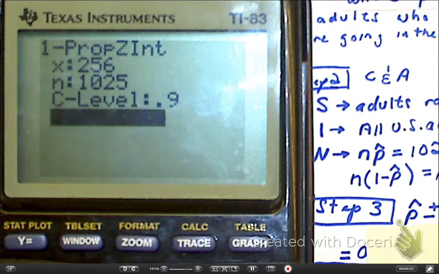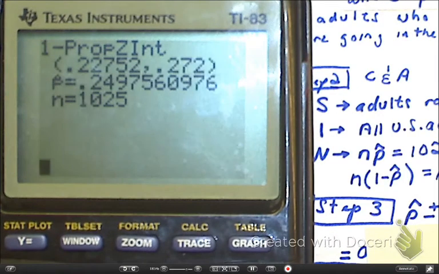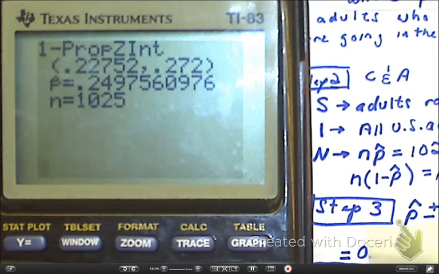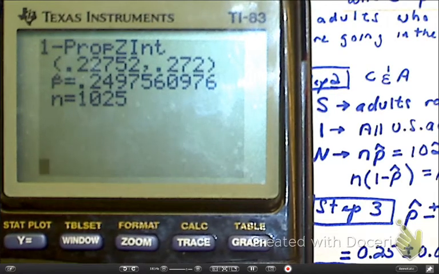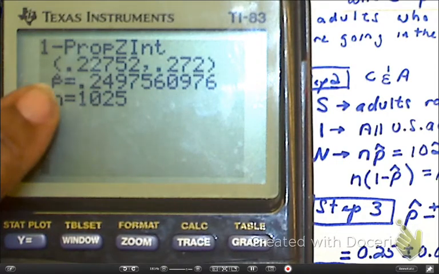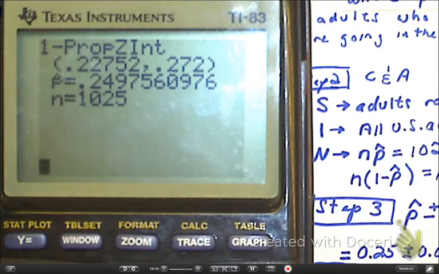Okay, we're back. I'm going to click calculate. Wow, look what happened. It tells me what the value of p hat is. It tells me what the value of the confidence interval is, and it gave me the sample size.